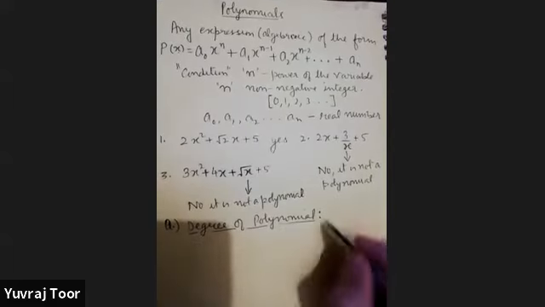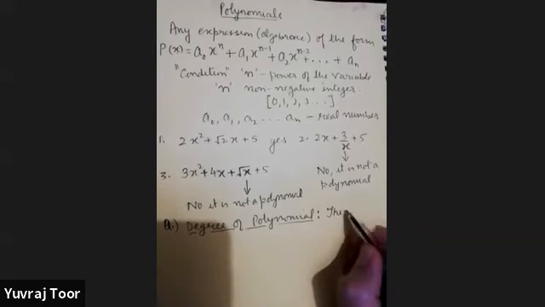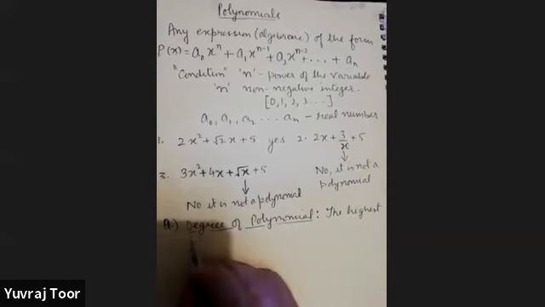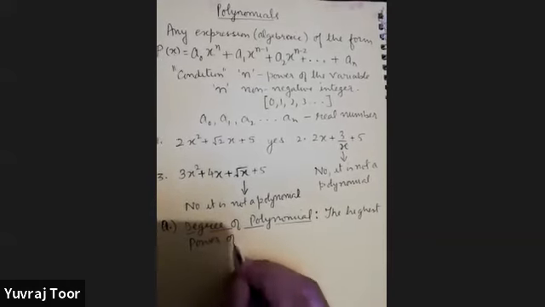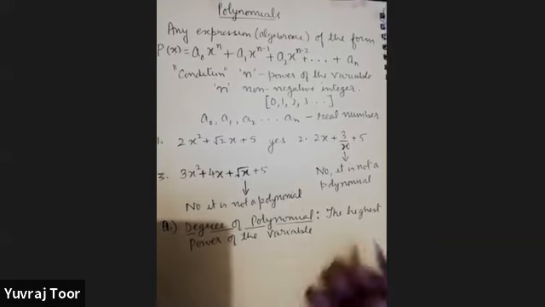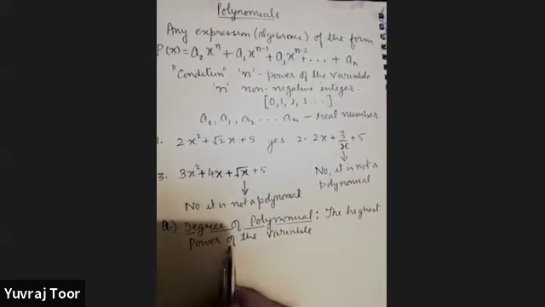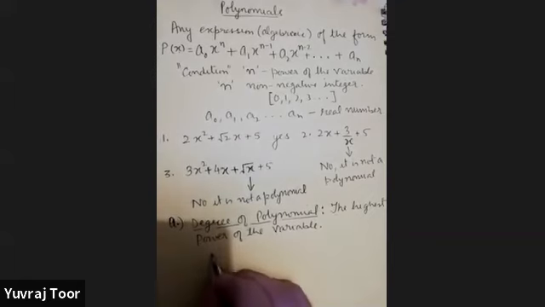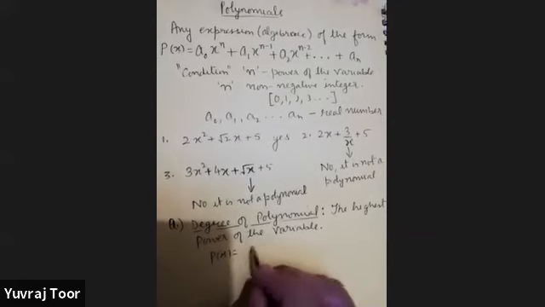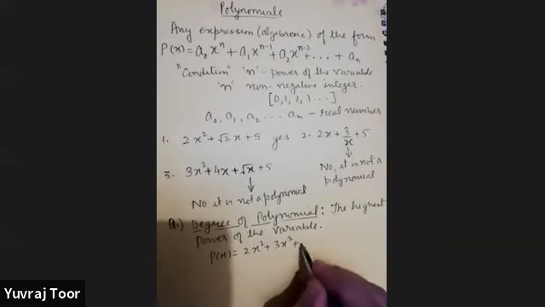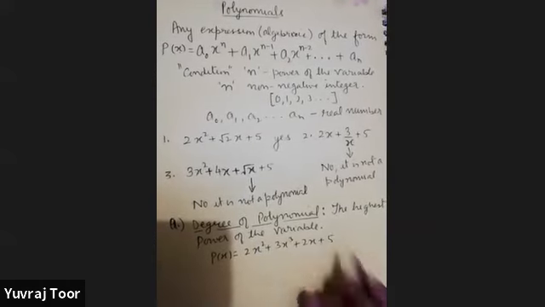Degree of polynomial: the highest power of the variable. The highest power of the variable. So let's see with an example. We have a polynomial, say p of x is 2x square, 3x cube, 2x plus 5.